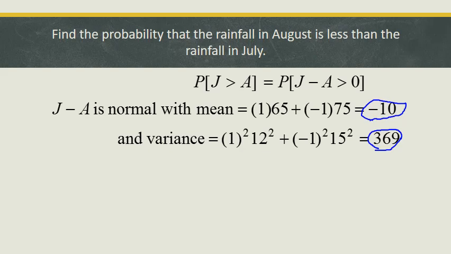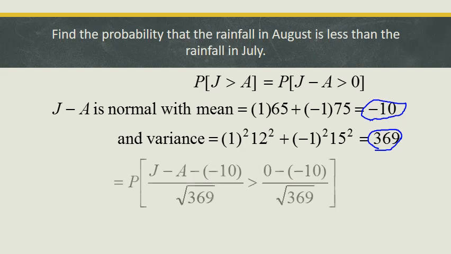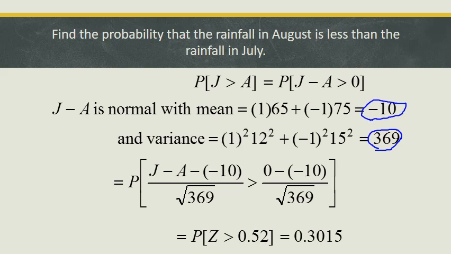Now we create Z by subtracting the mean and dividing by the SD. We get Z is greater than 0.52, which according to the Z table has an area of 0.3015. So that is the probability that it rains more in July than in August.